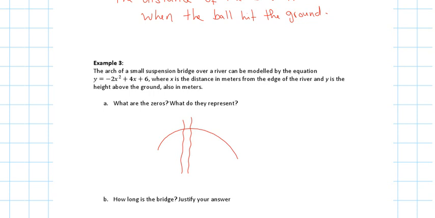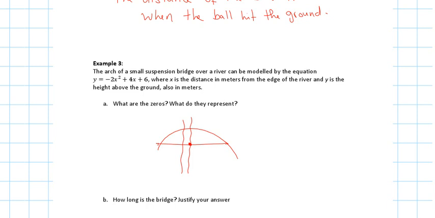Now, that x is the distance in meters from the edge of the river. So if you're looking at the edge of the river, which is here, let's say, x is your horizontal distance from the edge of the river to the other ends of the bridge. And then y is the height of the river above the ground.